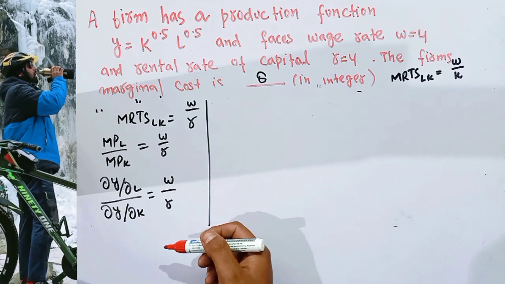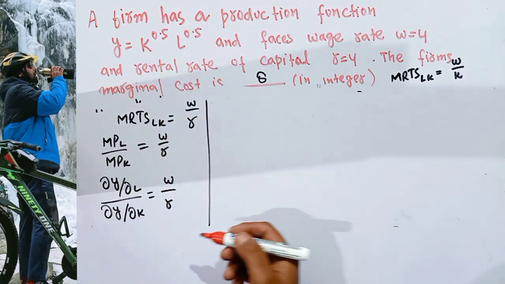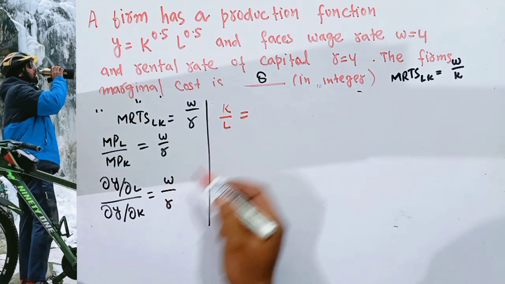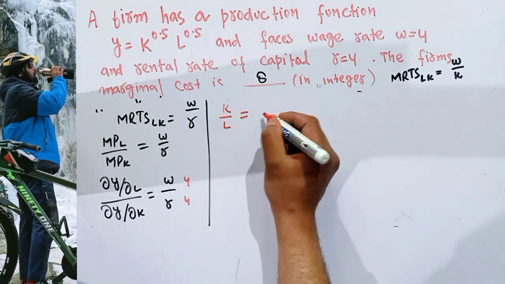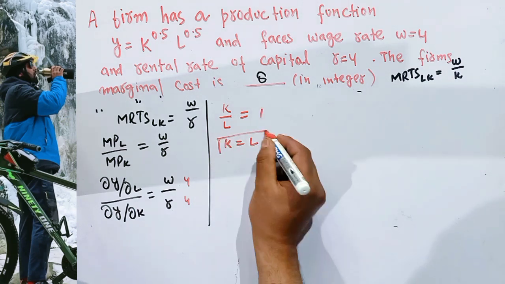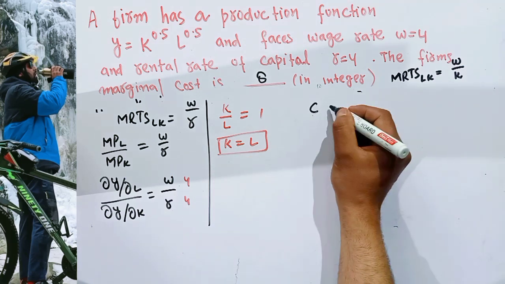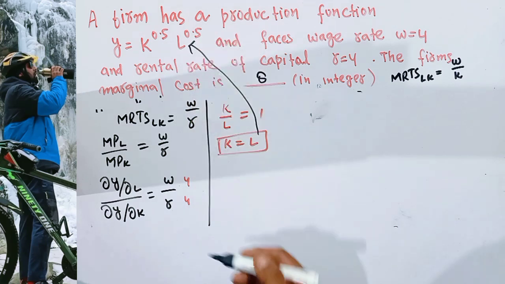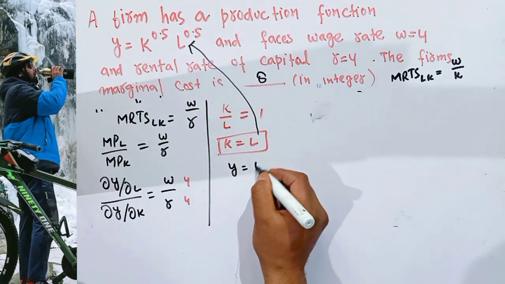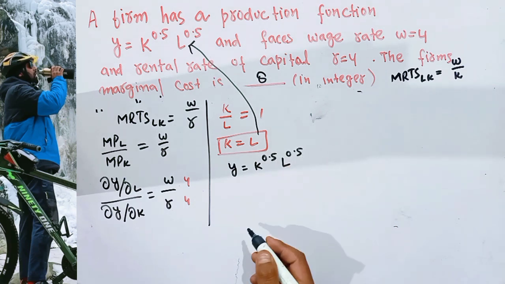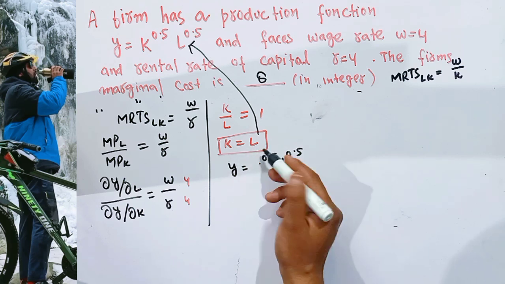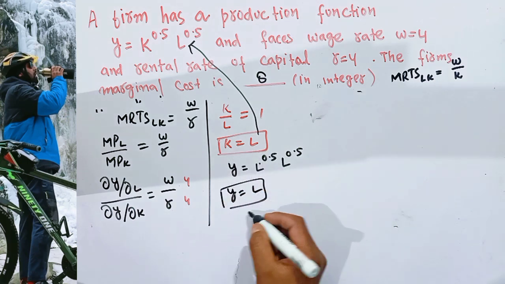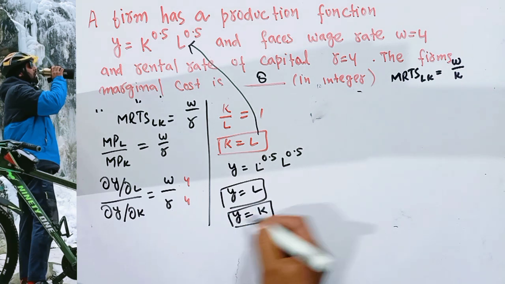Here we can see, if we take the derivative which we took earlier, we got k upon l will be equal to, so w and r are the same, that is 4 and 4 here, so it will come out to be equal to 1. That means k will be equal to l. Rather, we put the value of k is equal to l again into this production constraint, that is y will be equal to k to the power 0.5 l to the power 0.5. In place of k we can write l again, so y will be equal to l. If y is equal to l and k is equal to l, that means y will also be equal to k. Simply plug these values into the cost function.